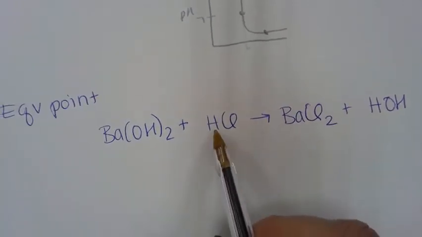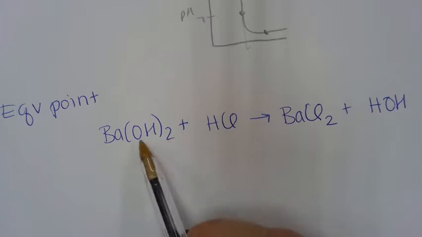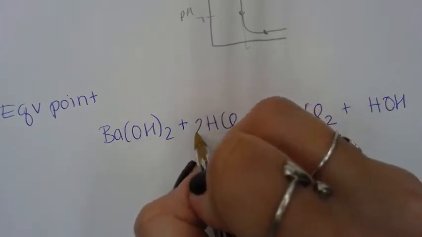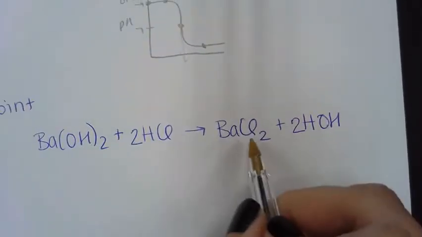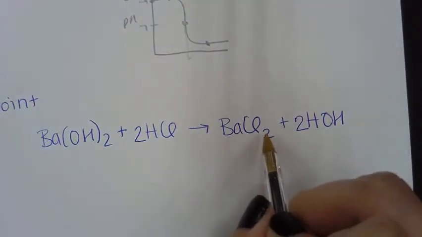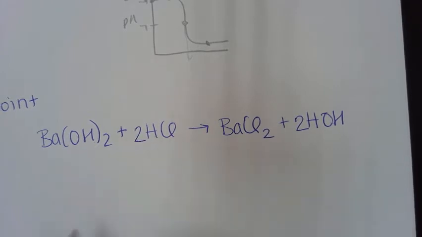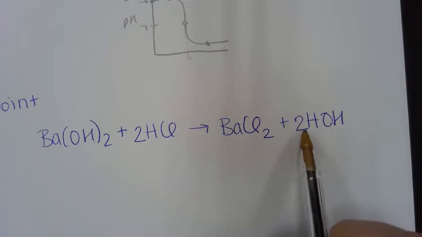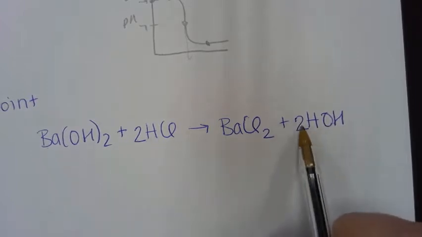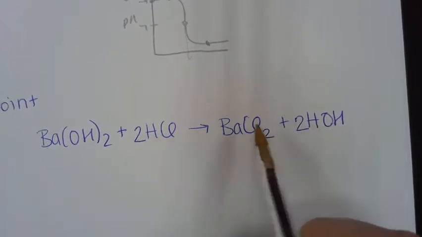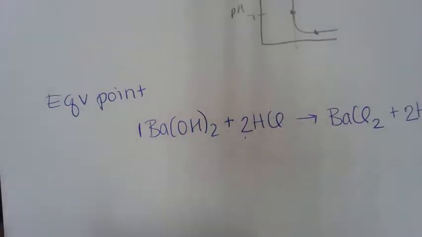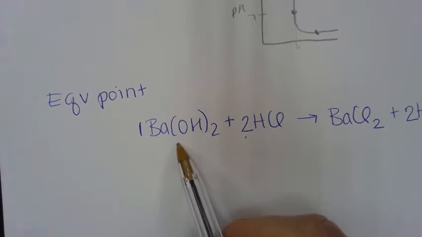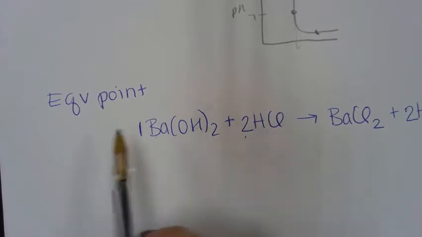I can tell looking right here that if I have 2 OHs, I'm going to need 2 H's to go with that. But actually you might have started balancing by the fact that there's 2 Cl's, so I need 2 Cl's. And so that should fix it. 1 Ba, 2 OHs, 2 OHs, 2 H's, 2 H's, 2 Cl's, 2 Cl's. So this is why it is a 1 to 2 ratio, and it happens to be 1 of the base to every 2 of the acid.